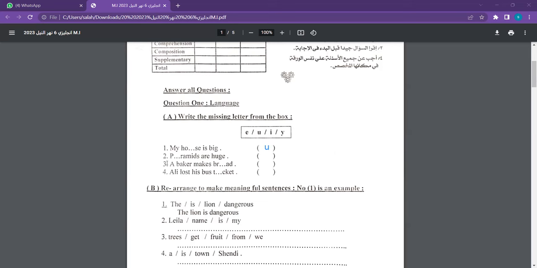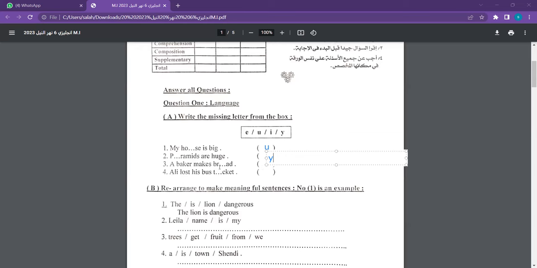Okay. Number two, pyramids are huge. Pyramids are huge. I or you or E or Y. We used you, remaining E and I and Y. Which one I will put? Pyramids? No, E also is not right. I will write pyramids like this. Pyramids. Does that mean I will put what? Why? Yes. Very good.